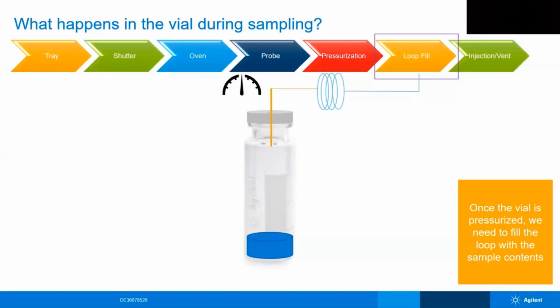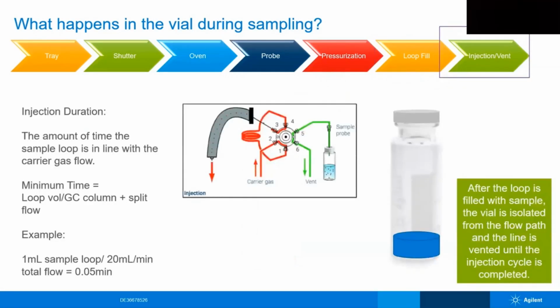Our pressurization can be either nitrogen or hydrogen. Excuse me, pressurization cannot be hydrogen, it needs to be nitrogen or helium. And we can backfill this loop, which provides us with a fixed volume that we can now inject onto our GC.